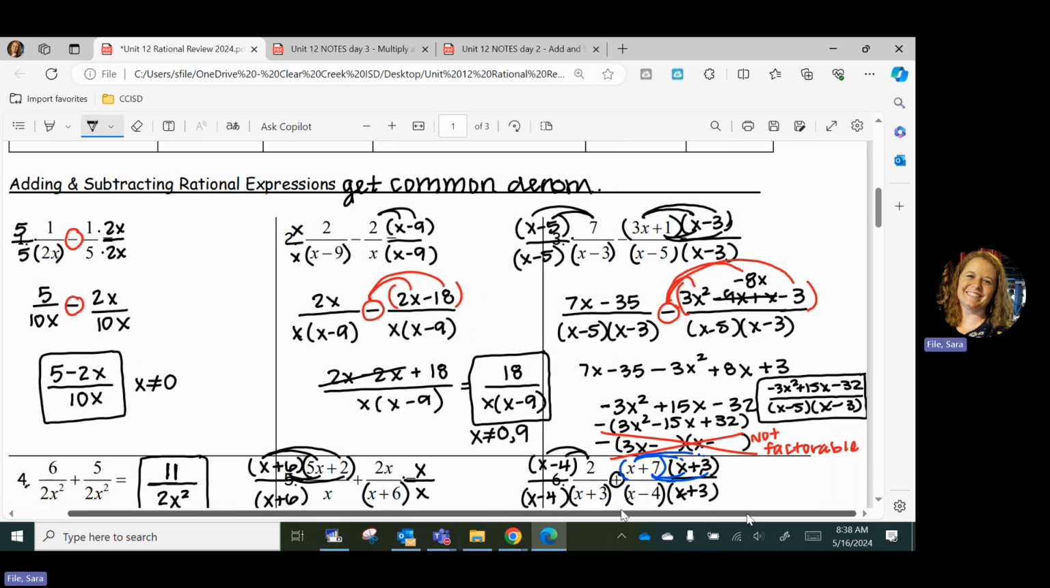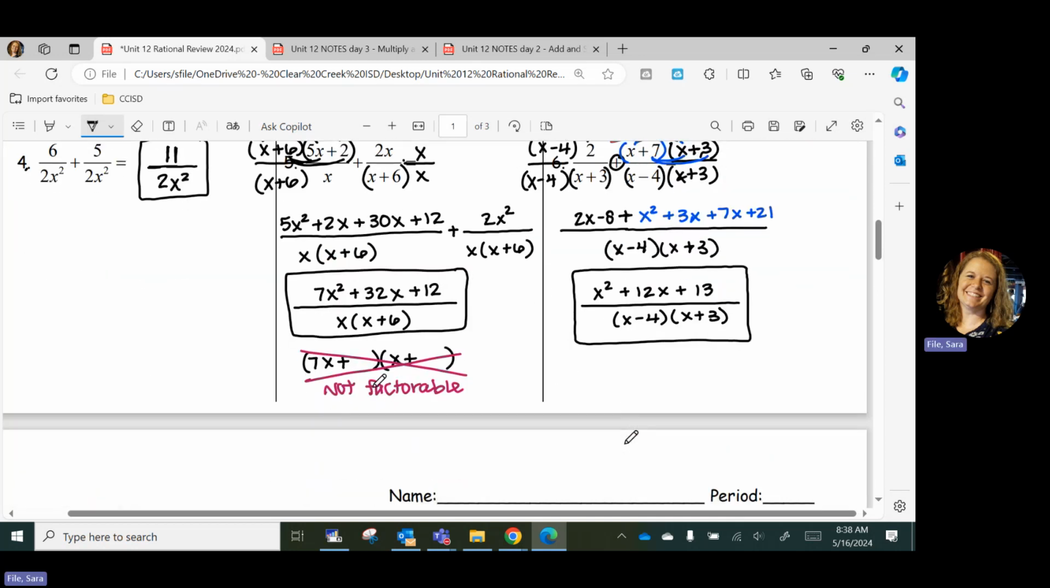Here in number 3, X could not be 5 or 3. And in the ones that we did together in this video, here X could not be 0, which is what would make that factor 0. And then we talked about it here. We said it couldn't be 0 or -6. And then here we just said it could not be -3 or +4. I apologize. I should have been listing those the whole time.